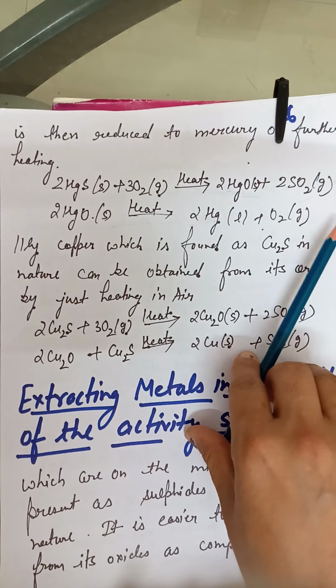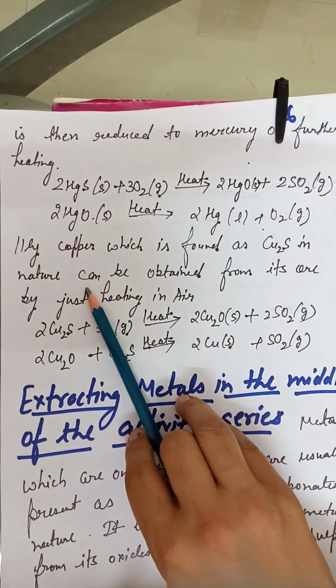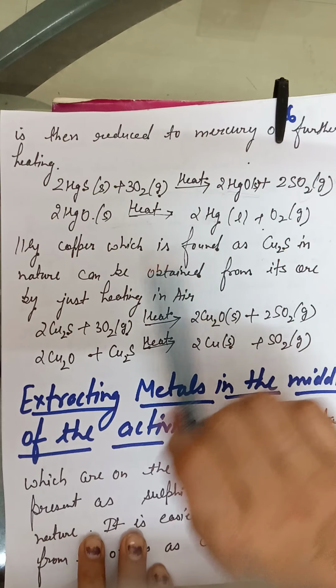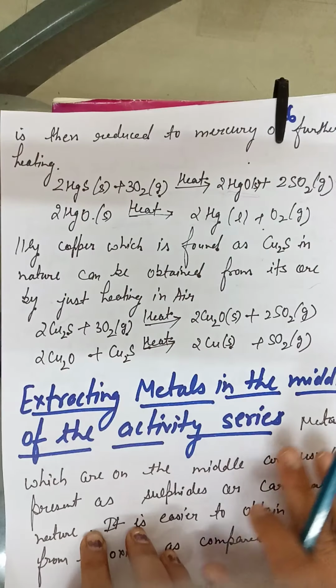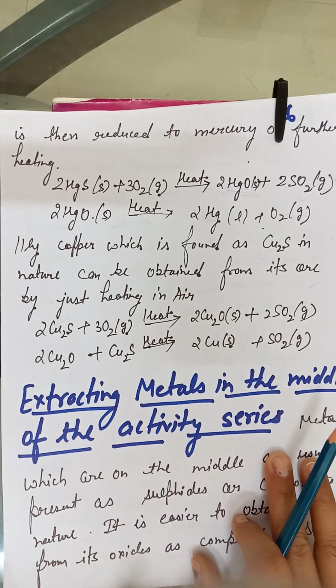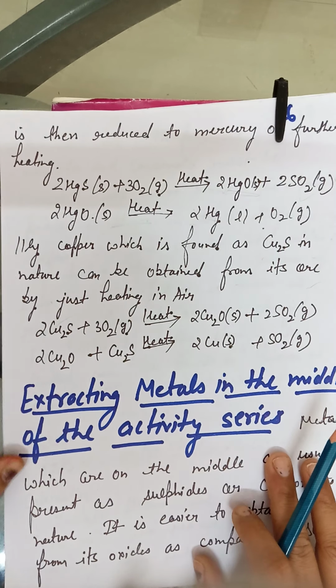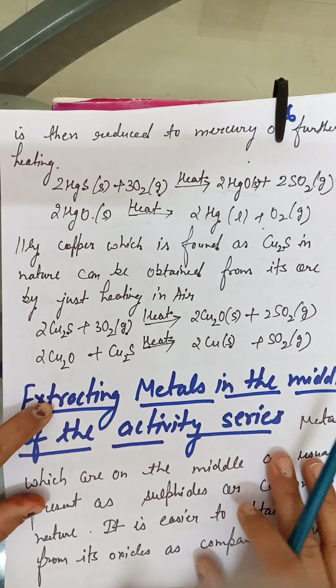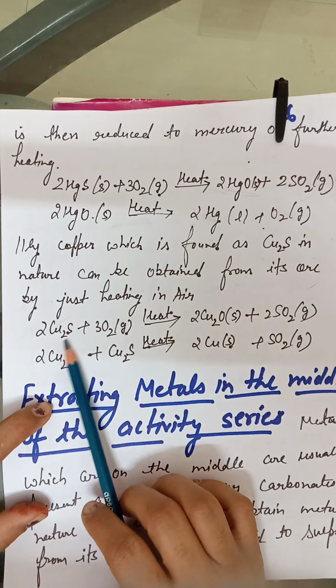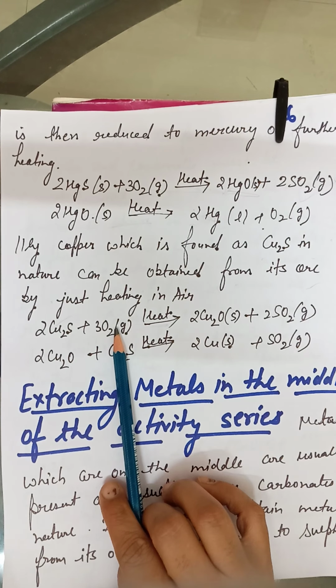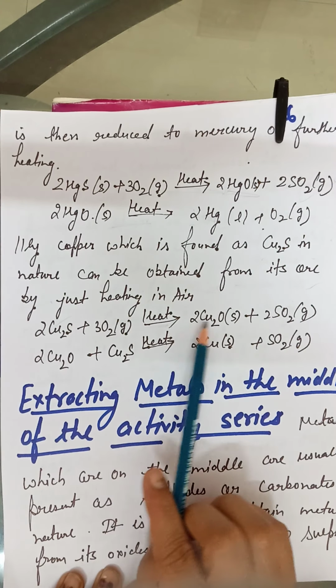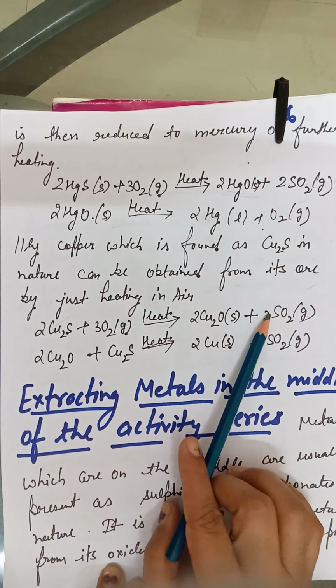Okay. Similarly, another we have copper, which is found as copper sulfide in nature, can be obtained from its ore by just heating. Because these are the least reactive or unreactive metals, they can be reduced to their metal form just by the heating only. So it is given here, copper sulfide, when we are providing heat to it in the presence of air, firstly they are converted into copper oxide with the evolution of sulfur dioxide.